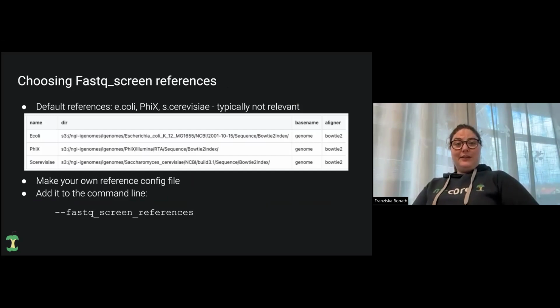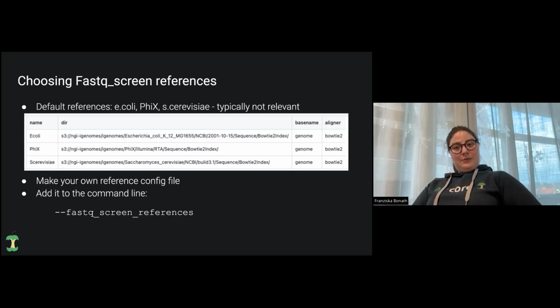At the moment, FastQ Screen is using by default 3 references, which is E. coli, and a few others, and yeast. And probably this is not relevant to most people. So you will not want to map to either of those. The only reason they were chosen is because they are very small. So we can actually package them with the pipeline.